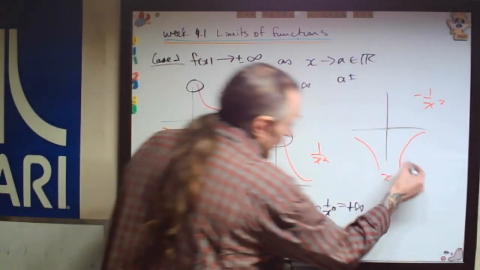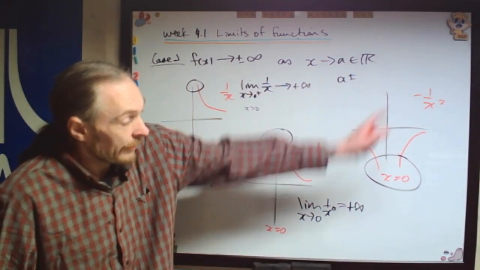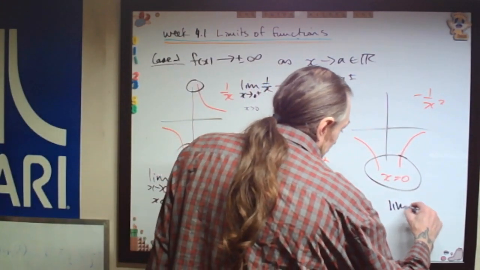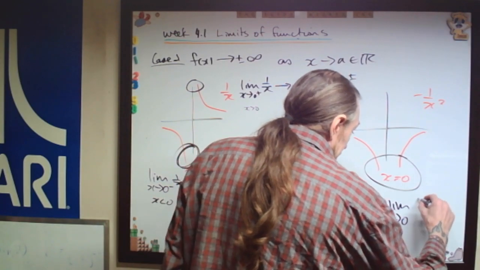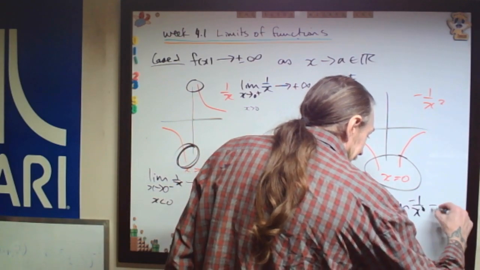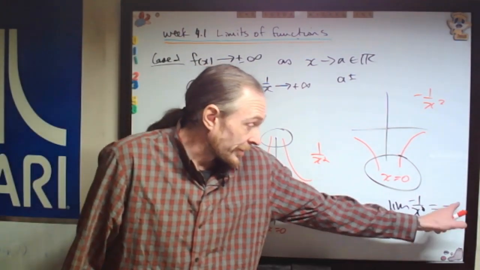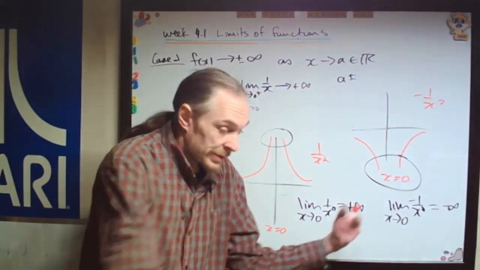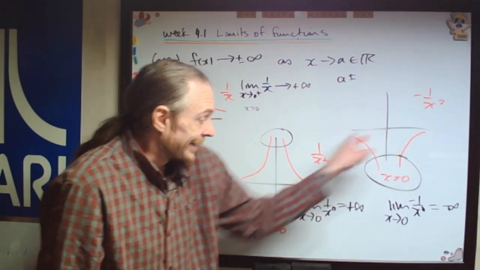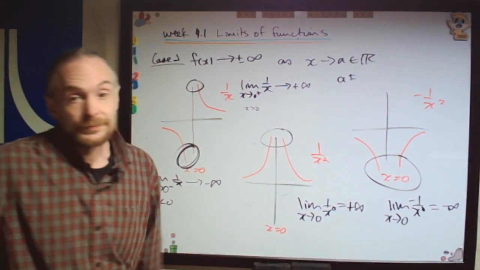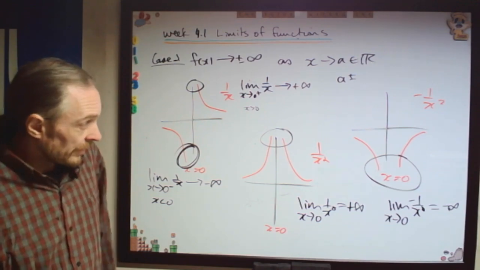And the same thing here, because of the negative, negative 1 over x squared will go down in both cases. This one we would say the limit as x approaches 0 of negative 1 over x squared equals negative infinity. And still that's cheating. We're saying it gets arbitrarily large negative as you approach 0 from either side. It's doing this. So remember, we're describing the behavior of graphs of functions near values.